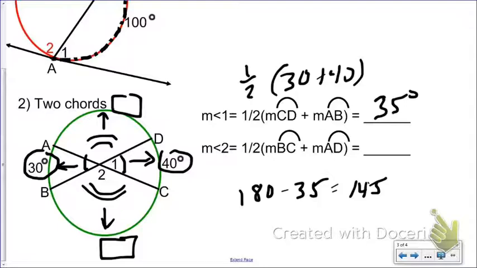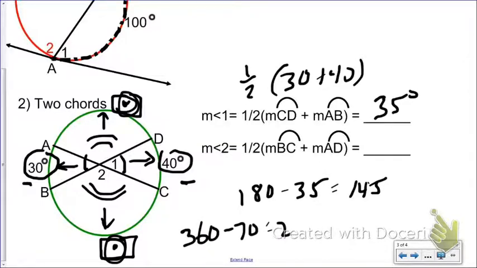But we do know that together, since the other two add up to 70, these two together have to add up to 360 minus 70, so they have to add up to 290. So we don't know exactly what they are, but since the other two add up to 70, and 360 minus 70 is 290, it would have to be half of 290. Half of 290 is 145.